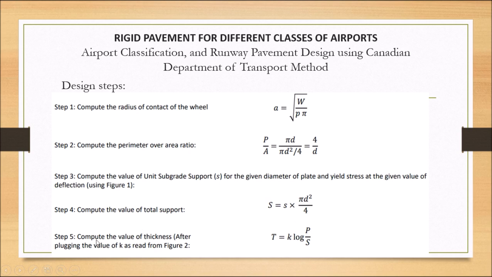Then the fifth step is to compute the value of the thickness after substituting the value of K as read from the figure, so in the second figure. So once we are able to get the value of K, we put it in and get the value of T.